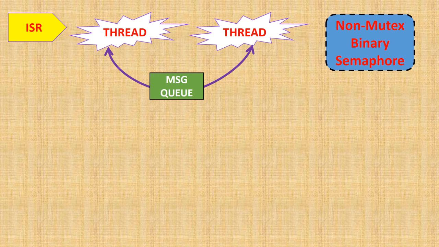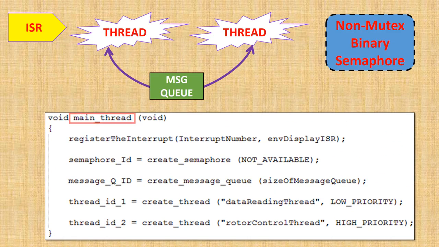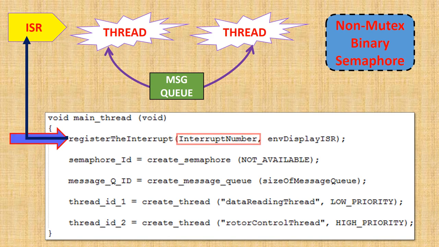So let's say we are going to use a real-time operating system on this embedded system quadcopter and try to understand synchronization between ISRs and threads. In this example, let's create a main thread. The first thing main thread does is register an interrupt like we did in the previous example. So this is the interrupt service routine and this is the hardware interrupt number for which we are trying to register this interrupt service routine.